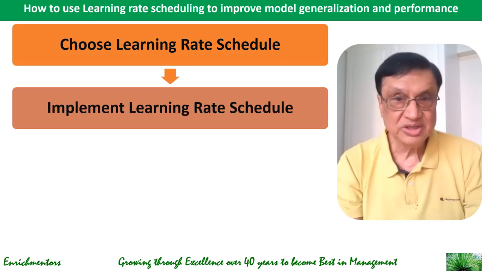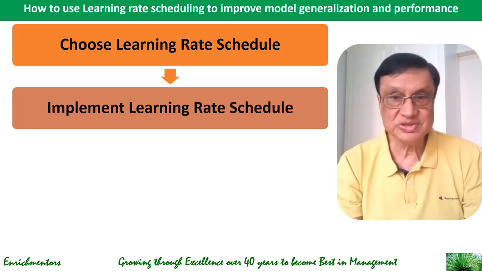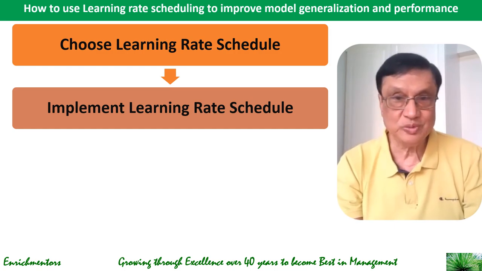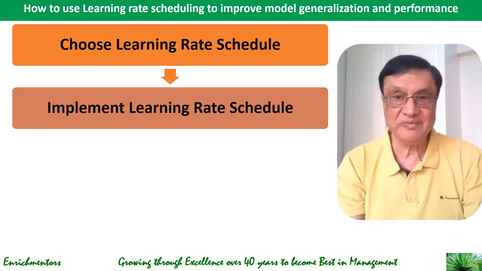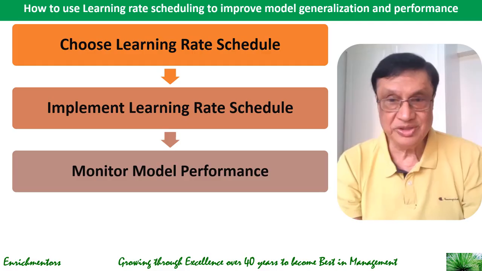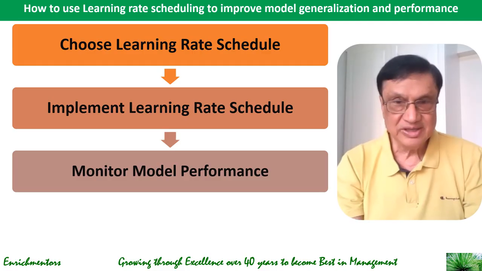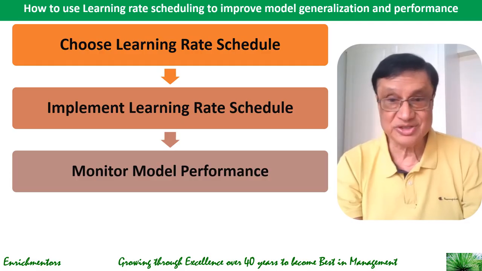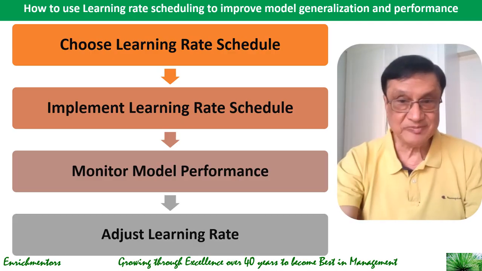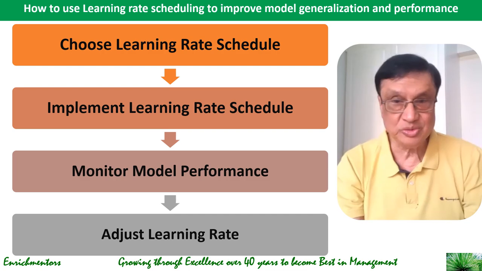Supposing you're using a fixed schedule, set a constant learning rate throughout the training process. If you are using a dynamic schedule, define the function or algorithm to adjust the learning rate based on predefined conditions or iterations. Then you monitor the performance of the model during training using validation metrics or a separate validation dataset. Track metrics such as loss, accuracy, or other relevant evaluation metrics to assess the model's performance over a period of time.